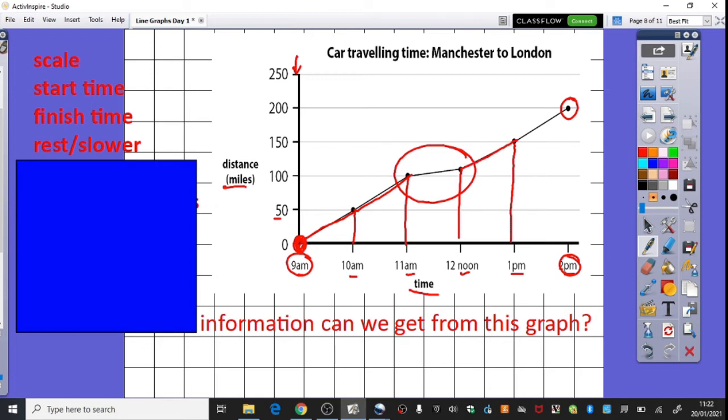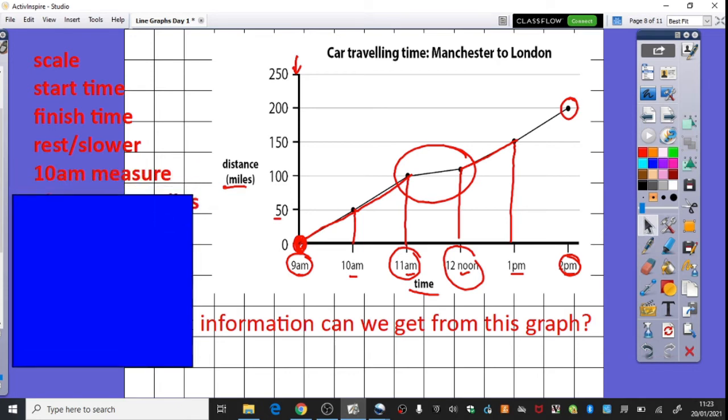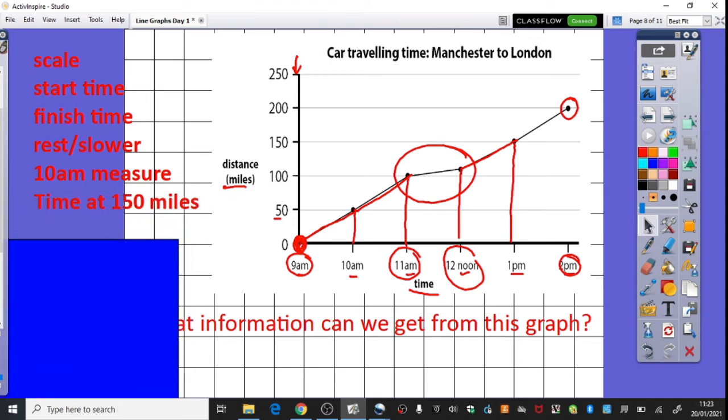But between 11 and 12, the car doesn't travel so far, which suggests to me that they've either got caught in traffic or the car possibly stopped for a break. It certainly must have gone slower if it didn't stop. And we can get some general measurements.